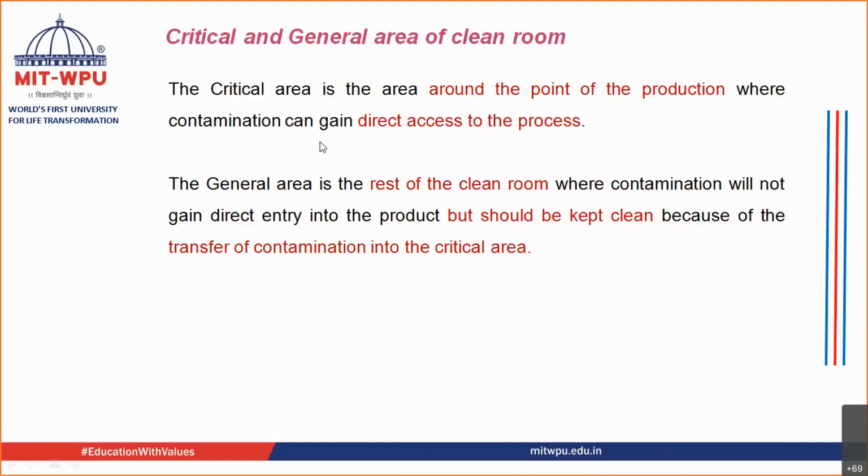Then there are two other terminologies which are also very important: the critical area and the general area. Critical area is the area where contaminants can come in direct contact with your product. That is the most critical area you have to take care of. Why do you call it a critical area? Because no person should enter that area. As an example, in a hospital, the ICU is a critical area. The operation theater is a critical area. And what can happen?